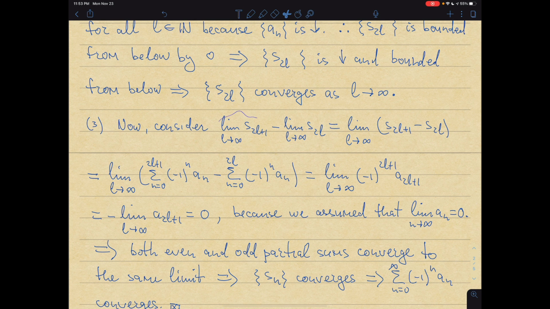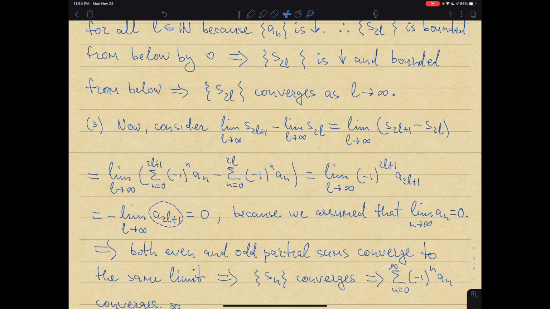So the step 3, now I know that this limit exists and this limit exists. So by properties of limits, the difference of limits is the limit of the difference. Our usual trick, S_2l+1 is a sum that ends at 2l+1. S_2l is a sum that ends at 2l. If I subtract them, then the only term that remains is the 2l+1 term. That's the only term that is not in the sum that I'm subtracting. So I have only one term left. 2l+1 again is an odd number, so minus 1 to an odd number is minus 1. I'll pull out this minus 1 and I have a limit of A_2l+1 left.